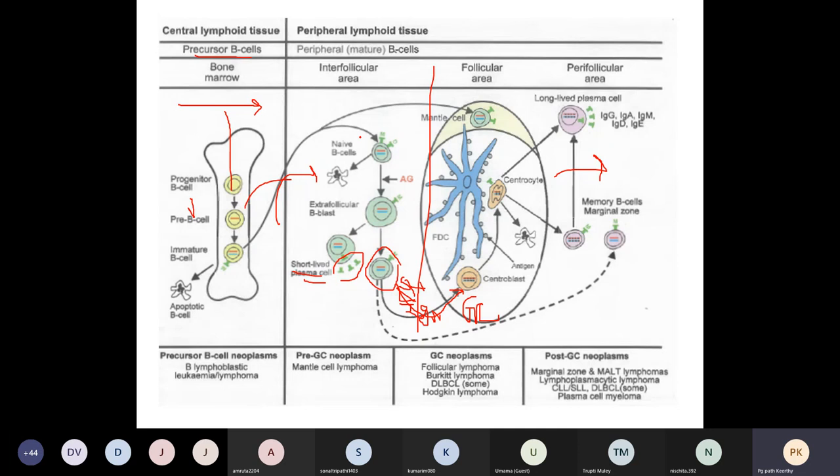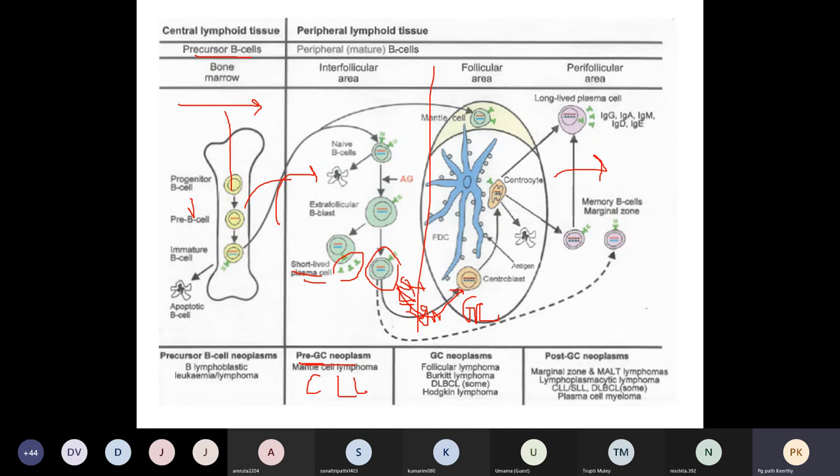Or naive B cells, which will be here, might undergo apoptosis also. If these naive B cells get exposed to antigen, there are two fates. It will become a follicular blast. The two fates are short-lived plasma cells, which will secrete immunoglobulins, or it will become a centroblast if the somatic hypermutation was successful and switching of your immunoglobulin occurs. So obviously your pre-GC neoplasms will be your mantle zone lymphoma and your CLL, right? Only two things can occur from your pre-GC.